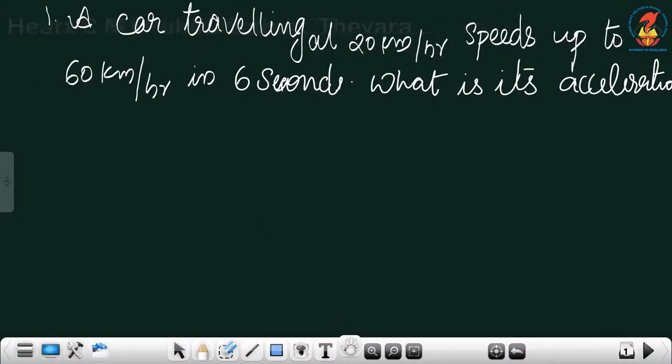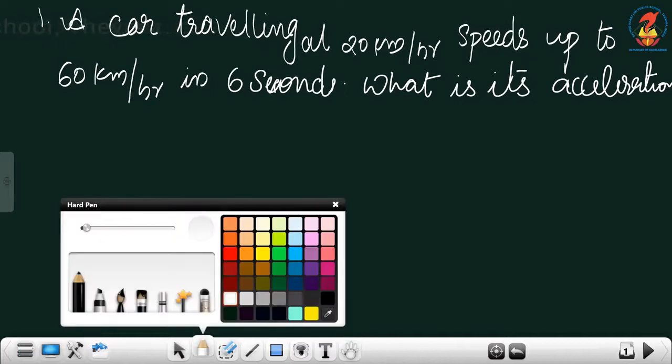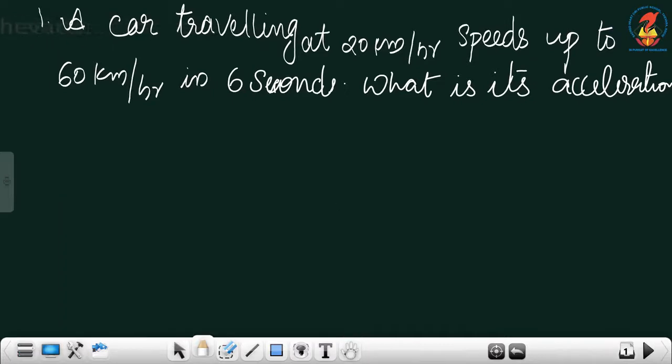This is the first problem. A car travelling at 20 km per hour speeds up to 60 km per hour in 6 seconds. What is its acceleration?